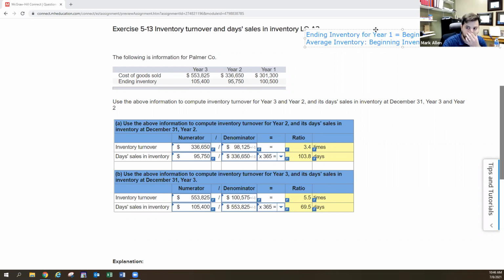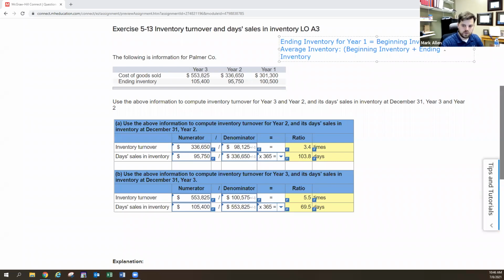I'm going to bump this over just a tad so we can fit all of it. So (beginning inventory + ending inventory) divided by 2. Because I couldn't get this in a traditional fraction, I do want to be careful with the parentheses so that you don't think this is beginning inventory plus ending inventory divided by 2. You take the total of beginning plus ending and then divide that by 2. That's the way this will work.